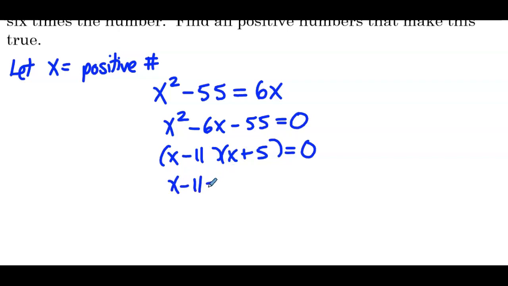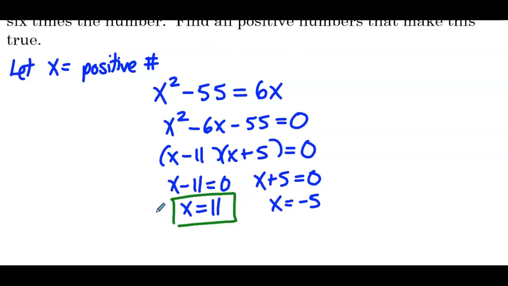So that means either x minus 11 equals 0 or x plus 5 equals 0. That means x equals 11 or x equals negative 5. Now the question asks us to find all positive numbers. So for that reason, only x equals 11 is a valid solution. Okay, so we reject the negative 5.